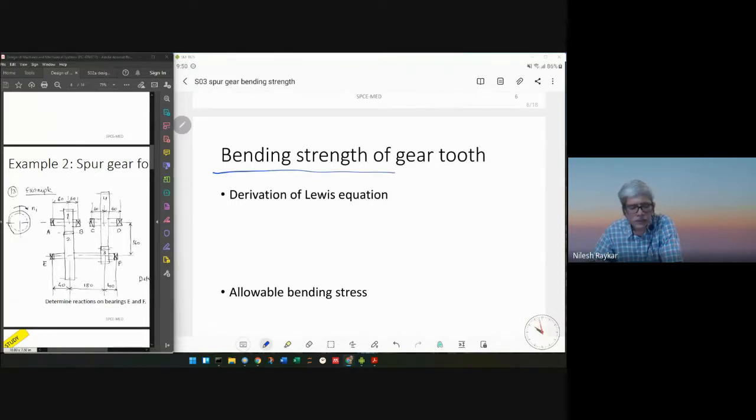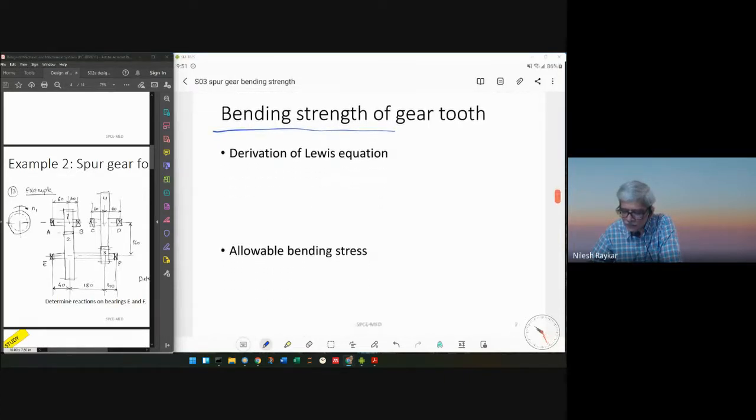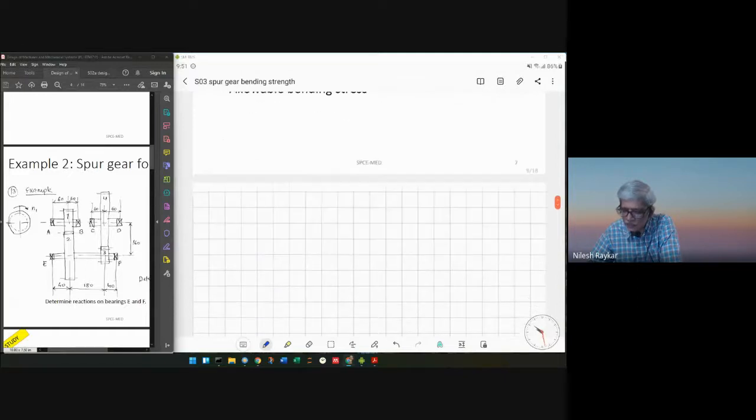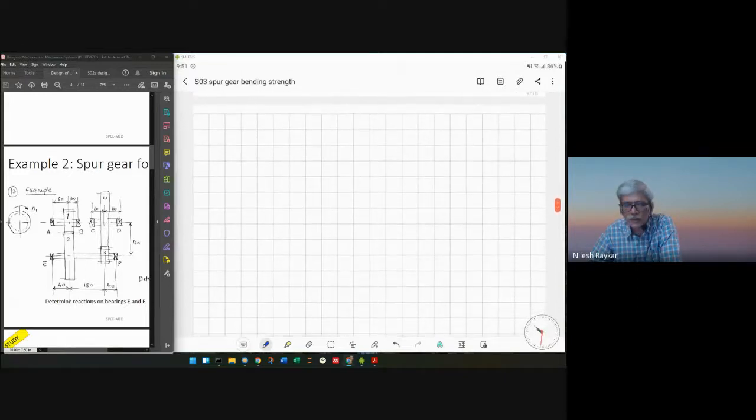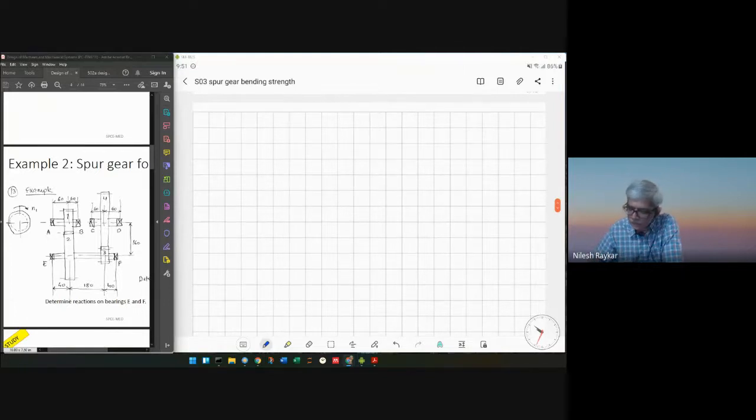This particular study was done by an engineer named Lewis, in the year 1892. So it's more than a century old theory. But the equation which was developed works properly even now, and it is used for the calculations. So we will look into what that Lewis equation, the bending strength equation, is, and then use it for our design calculations.